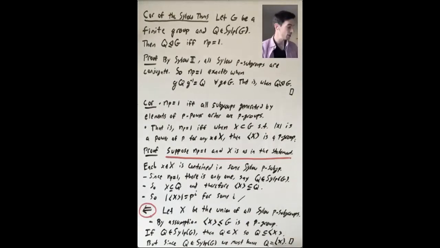So that means that Q is actually equal to the subgroup generated by X. That's true for any Sylow p subgroup. So that means that all of the Sylow p subgroups have to be the same because they're all equal to the subgroup generated by X. That proves that, in fact, there is a unique Sylow p subgroup, so NP equals 1. So I'm going to pause and erase, and then we'll see some other applications of the Sylow theorems.